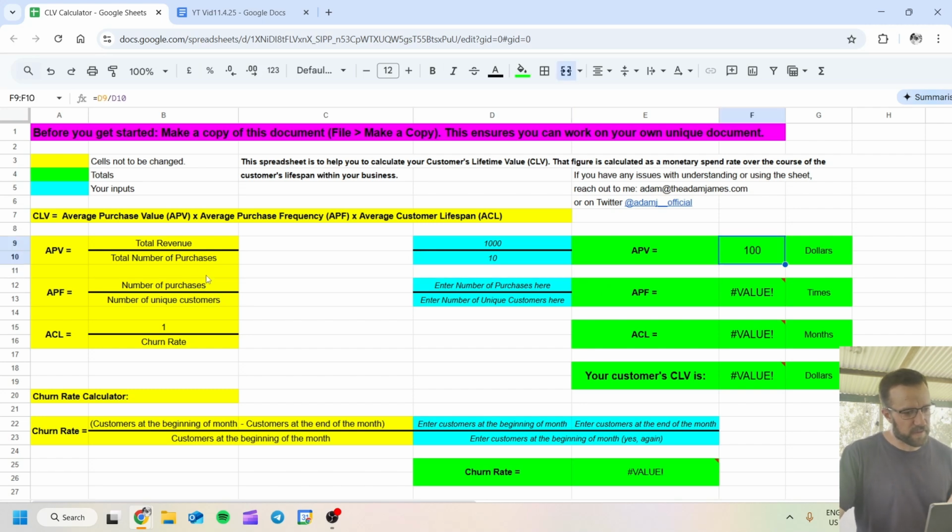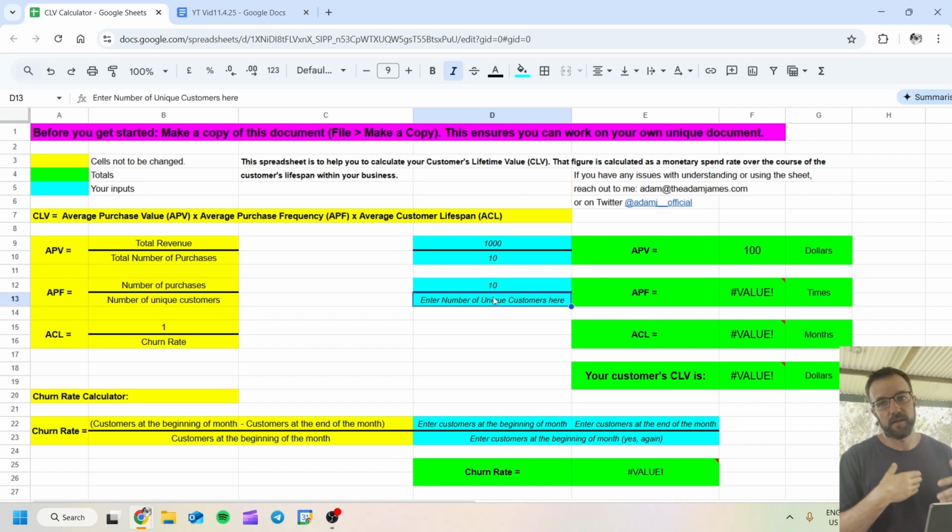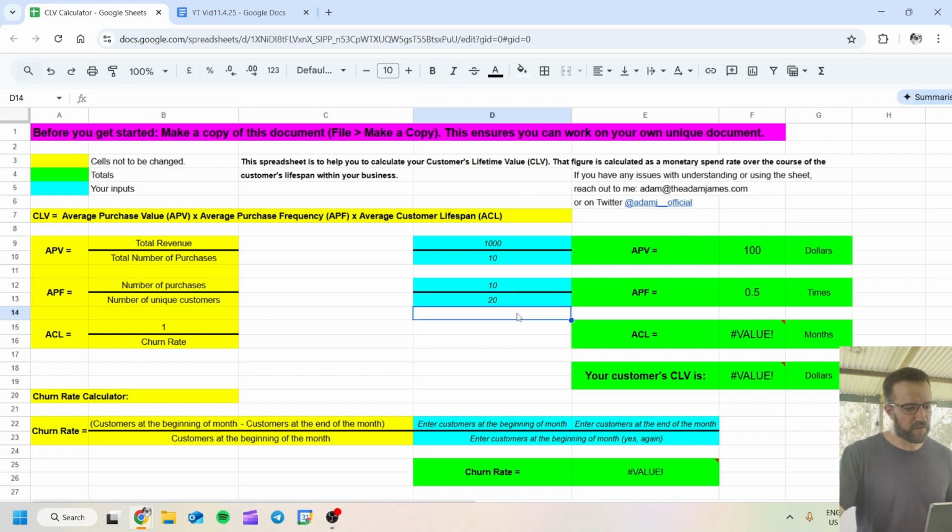So the APF, the average purchase frequency. Your number of purchases, we've got that number here, which is 10. And the number of unique customers: how many new customers came to your business at that time? Let's say you had 20, and then your average purchase frequency is half a time.